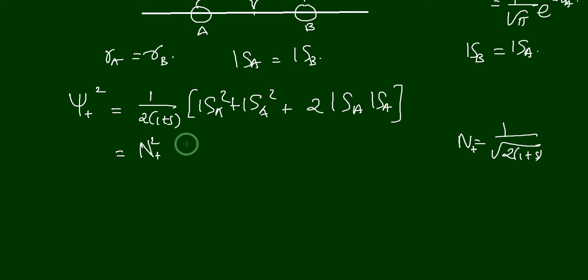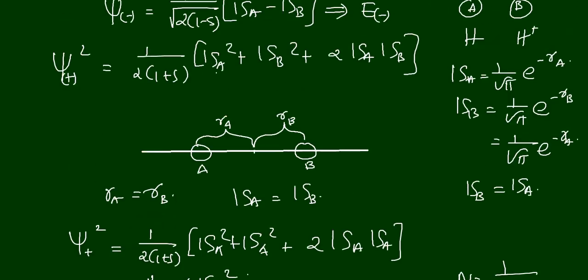So n plus square into 1s A square plus 1s A square plus 2 1s A square, that is equal to 4 1s A square. So that is equal to 4 n plus square 1s A square. That is the probability density at the midpoint of A and B, right?